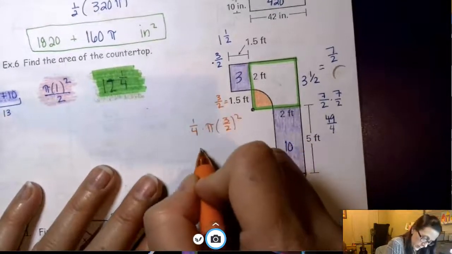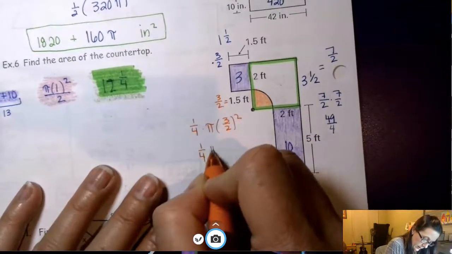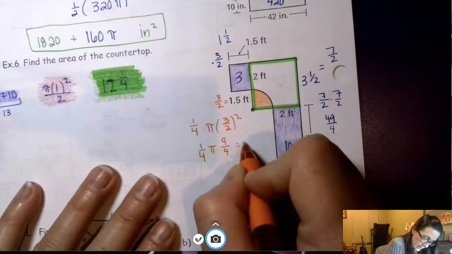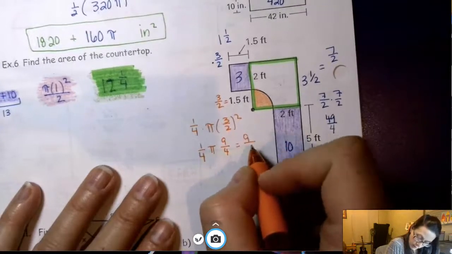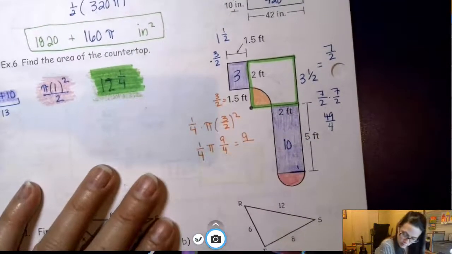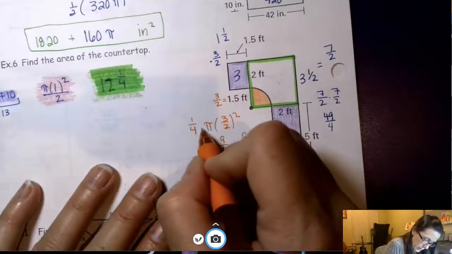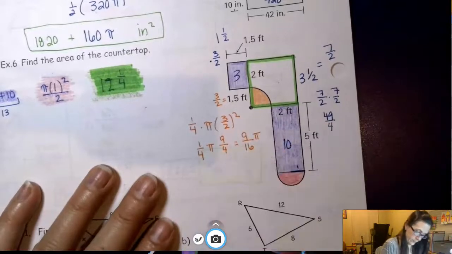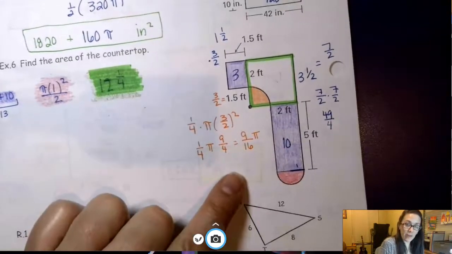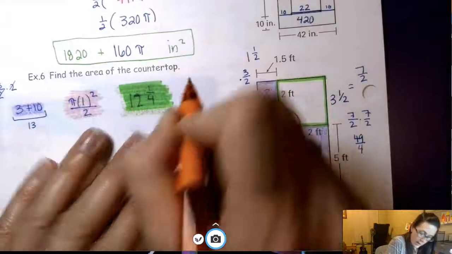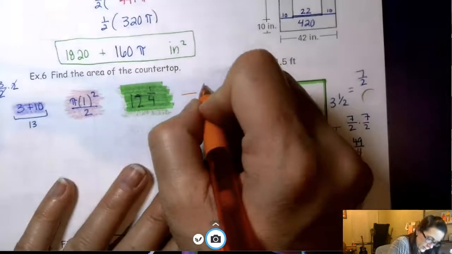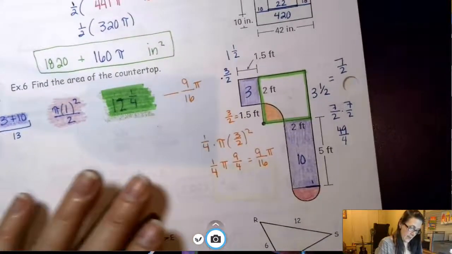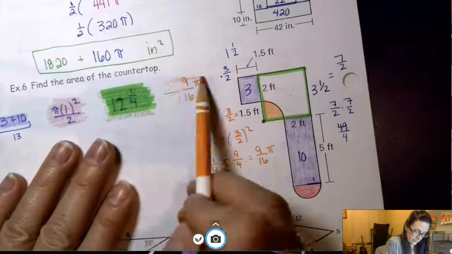So this actually becomes 1/4 pi times 9/4, which is 9/4. No, you're multiplying. 4 times 4, 9/16 pi. So I don't want that though. So I'm going to take this and I'm going to subtract out the 9/16 pi. And that is the last piece.